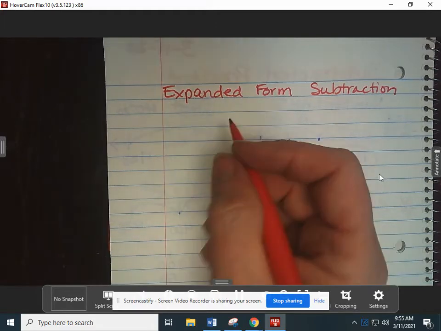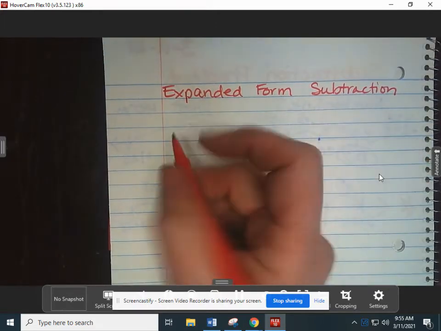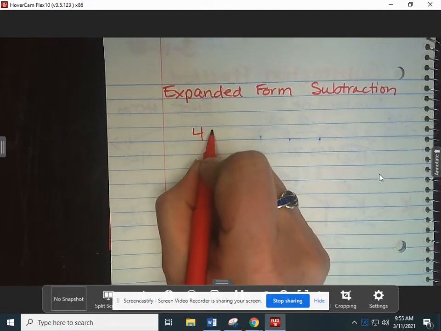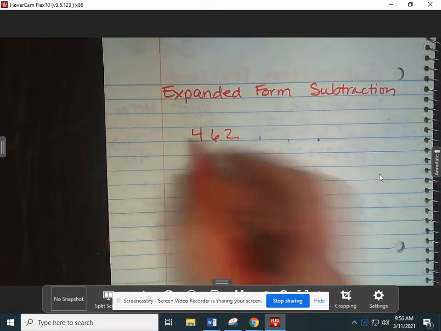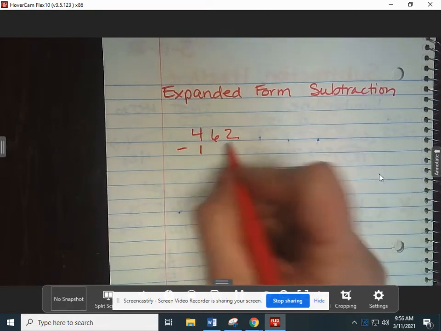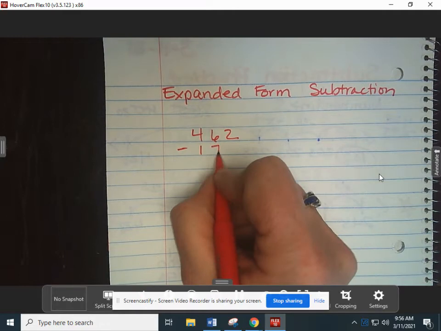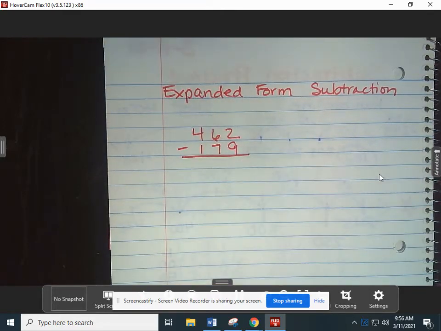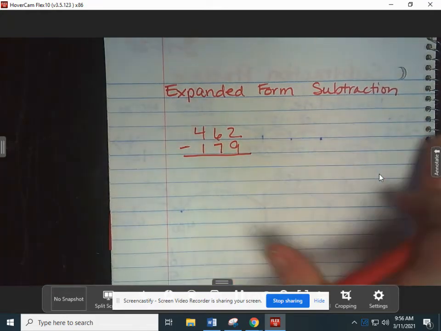So we're going to just work with 3-digit numbers right now. Okay, so let's think of 462 minus 179. Make certain you have space over here. Ethan, write that down.